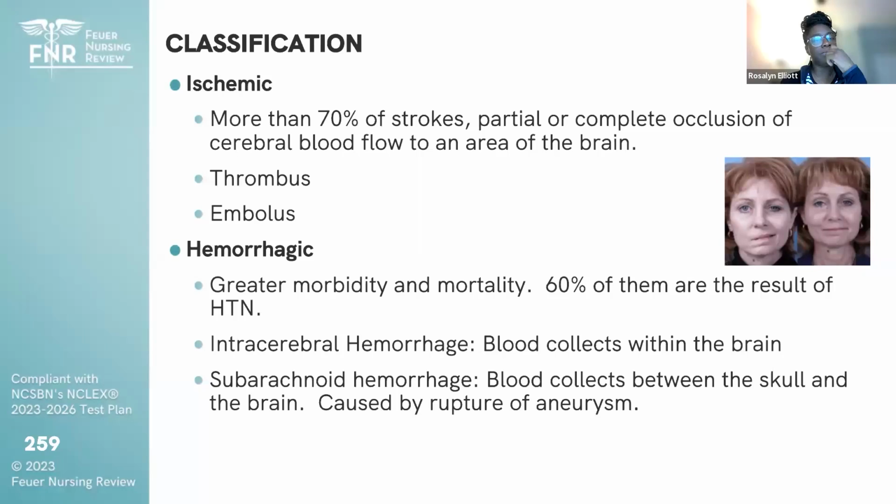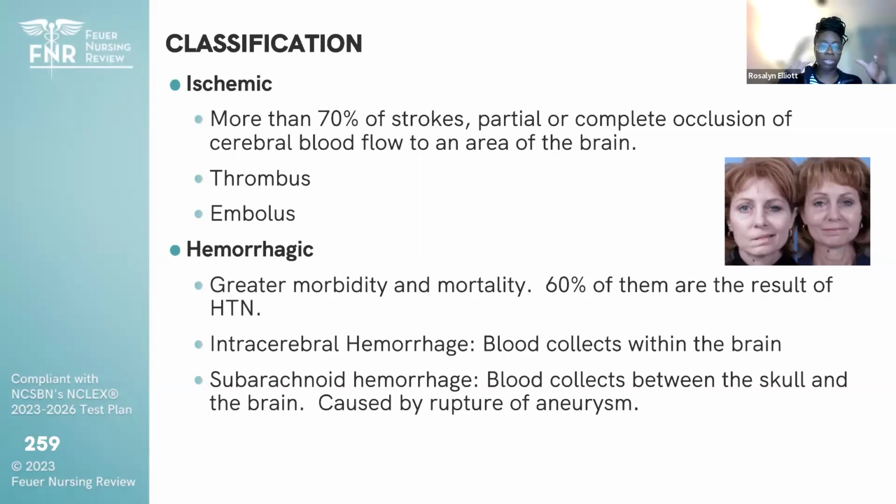A hemorrhagic stroke has a greater morbidity and mortality. That bleeding is just bleeding out onto the brain. You have to identify it quickly in order to treat it quickly. About 60% of them are the result of hypertension. So that's a high percentage. That's why hypertension is one that we have to be very mindful of managing, so we don't overwork our cardiovascular system, and we can hopefully prevent that hemorrhagic stroke from occurring.